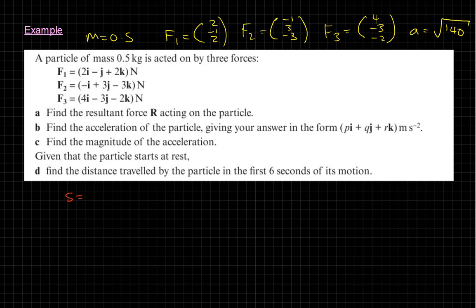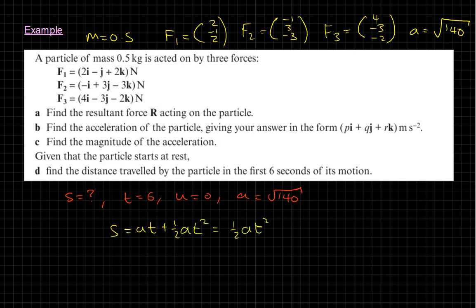I want s. t is 6. u equals 0. a equals root 140. s equals ut plus half at squared. In this case, u is 0, so it's half at squared. t squared is 36 times a half, I'll say 18 root 140.